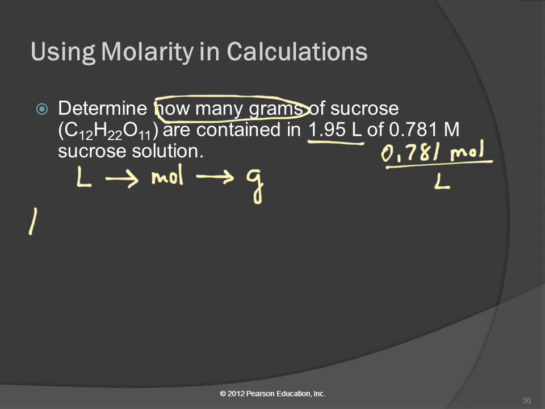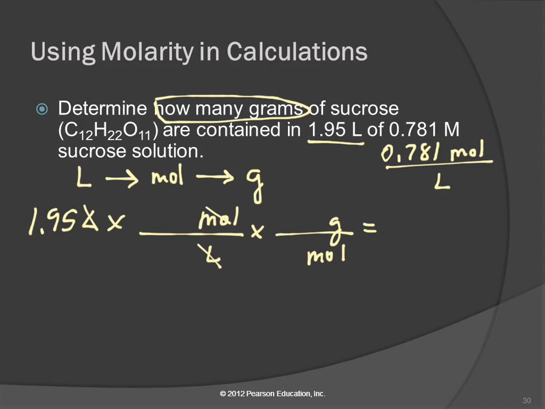So 1.95 liters, and we go times moles, and then times grams. So this middle term we're going to divide by liters, so the liters cancel out. The last term we divide by moles, so the moles cancel out. So we get all the units in place, and then we stick the numbers in. Moles per liter is the concentration. So 0.781, 0.781 moles per liter.